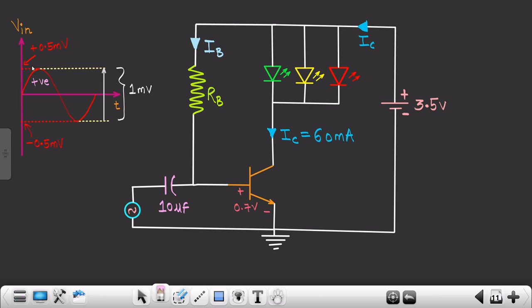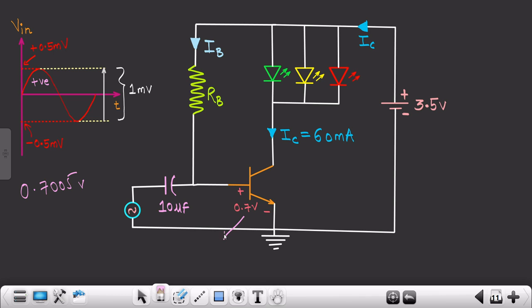So I'll add it, that means 0.7 volts plus 0.5 into 10 raised to minus 3, right? So the value pans out to be 0.7005 volts. As you can see, this extra voltage, that means 0.0005 volts, will increase the base current, right? Try to understand it this way. This is your 0.7 volts, and as you can see, for the positive half cycle, this base voltage will increase.